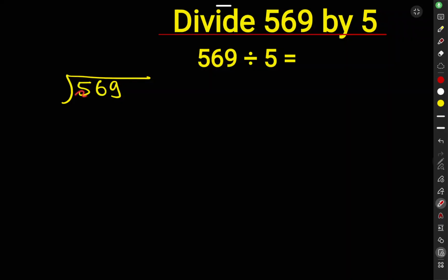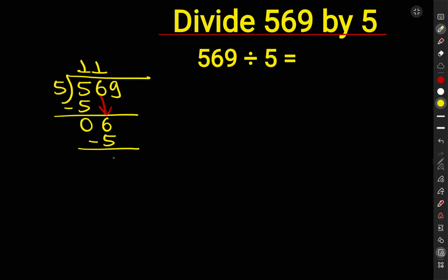We divide 569 by 5 in long division method. 5 times 1 is 5. On subtracting we get 0. So now we put down this 6 and 5 times 1 is 5. On subtracting we get 1.